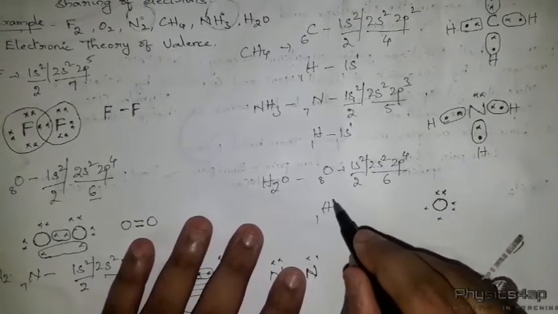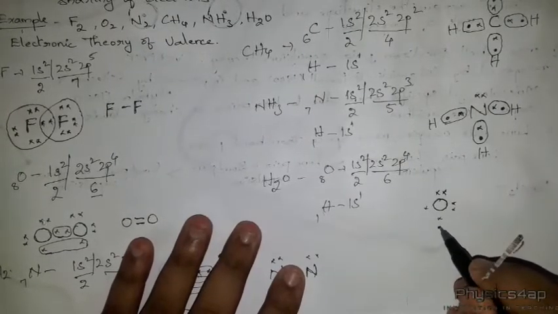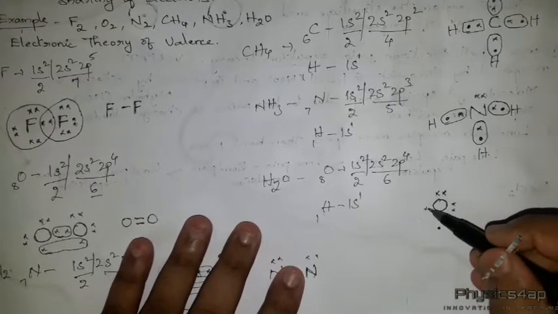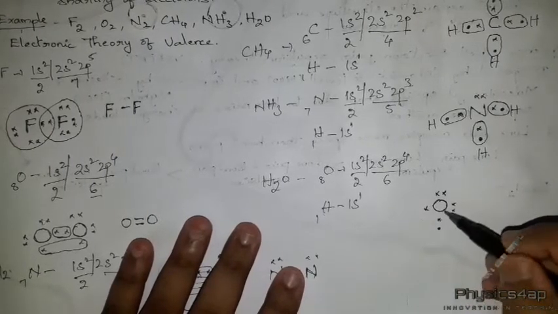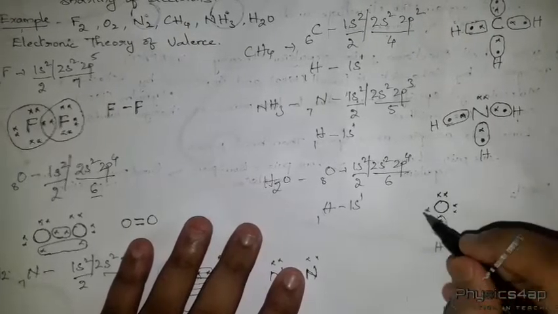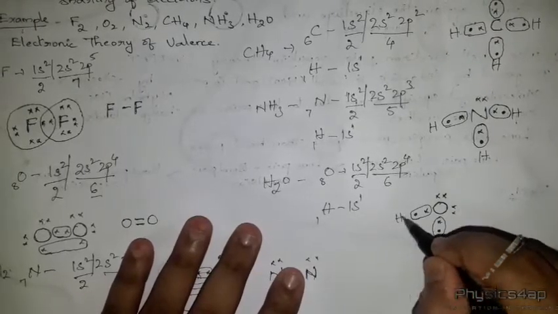And coming to hydrogen, we have 1s1, only one electron, and one electron will be placed over here, as here it is paired, which we call a lone pair, and here only one electron is left. Now this bonds with another hydrogen atom, and the other hydrogen atom bonds with the oxygen.